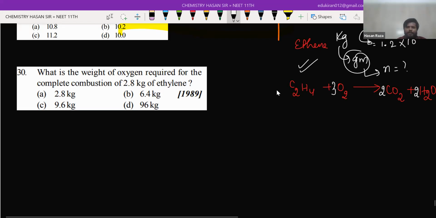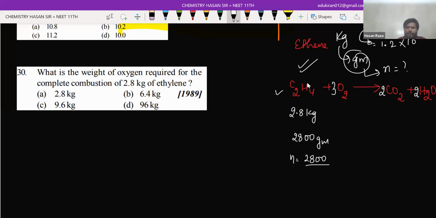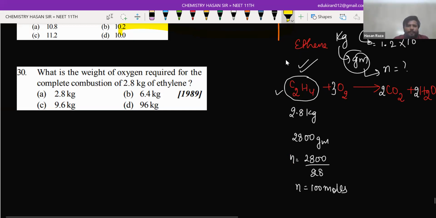So what is the mass that is given for this? That is 2.8 kg. So can I convert this into gram? 2800 gram, right? Yes, sir. Now you are going to calculate number of moles. 2800 gram divided by, can you tell me the molar mass of this? It will be 28. So number of moles that you will get is 100 moles. Yes or no? Yes, sir. In the question it has been asked, what is the weight of oxygen? So from this to this, you are going to oxygen.